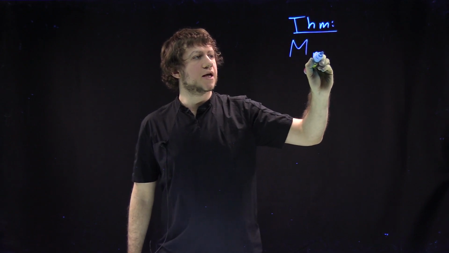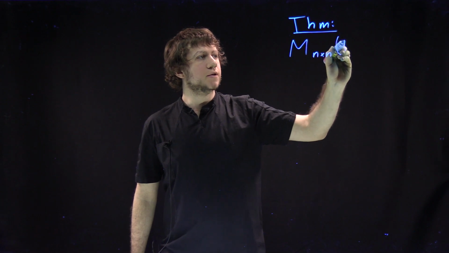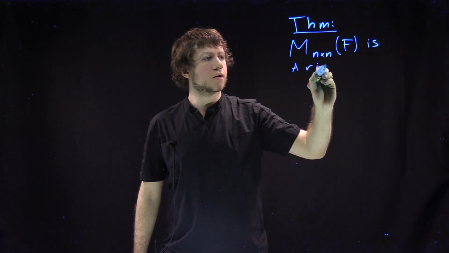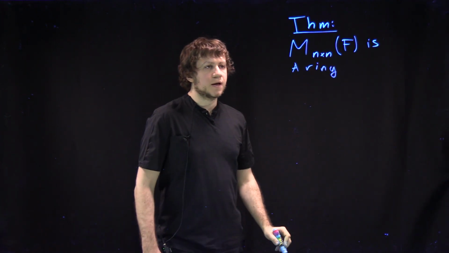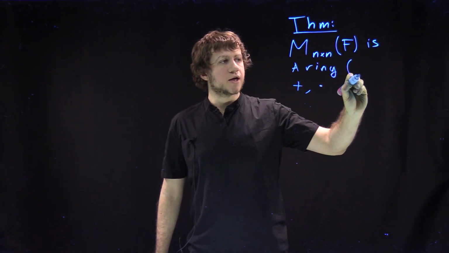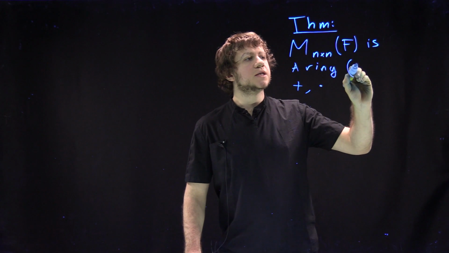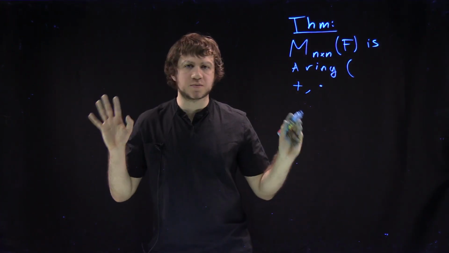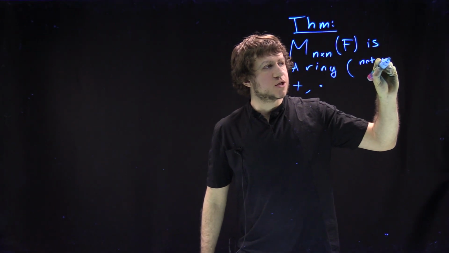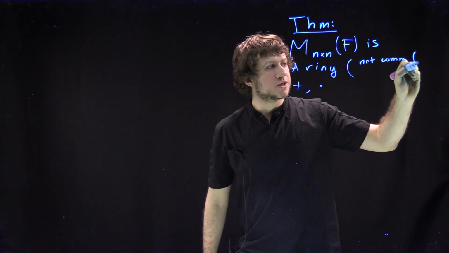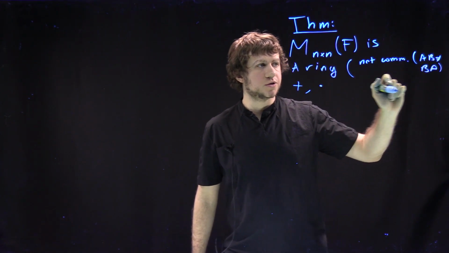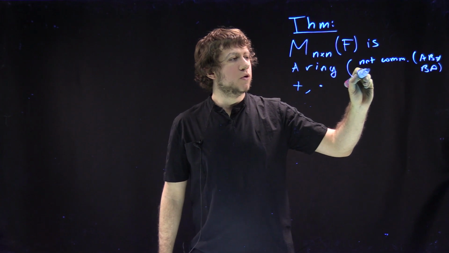Matrices of size n times n over a field is a ring. So we have the operations addition and multiplication, and a ring, I remind you what it means. It means that multiplication and addition have all nice properties except two. Not commutative, which means AB may not be equal to BA. Sometimes it is, but usually it is not. And no division.